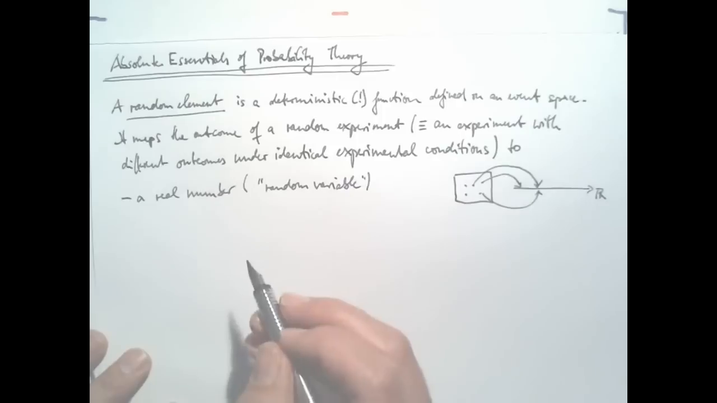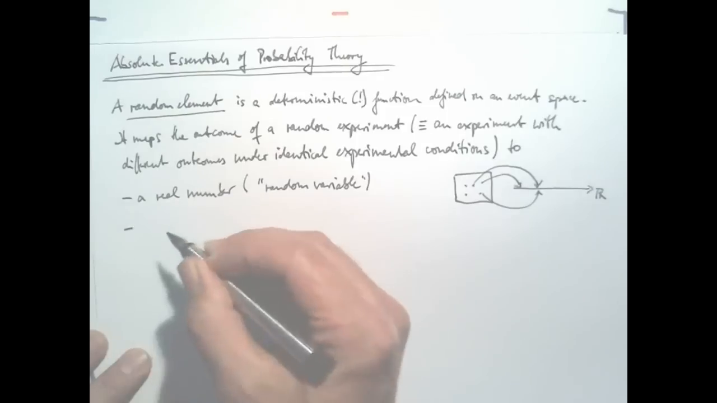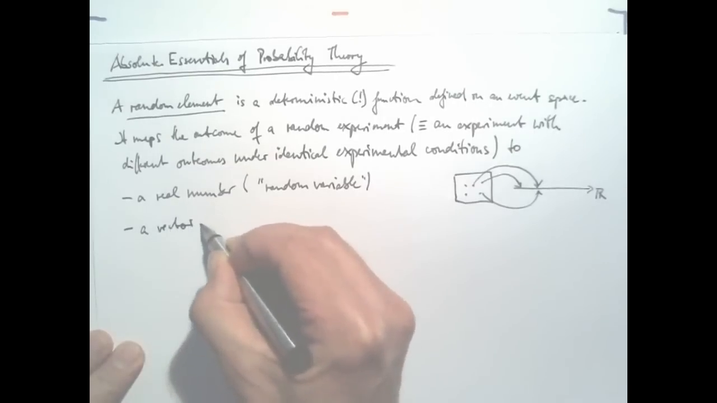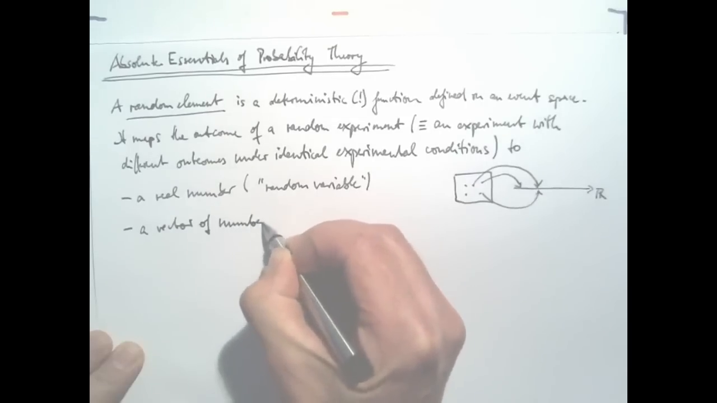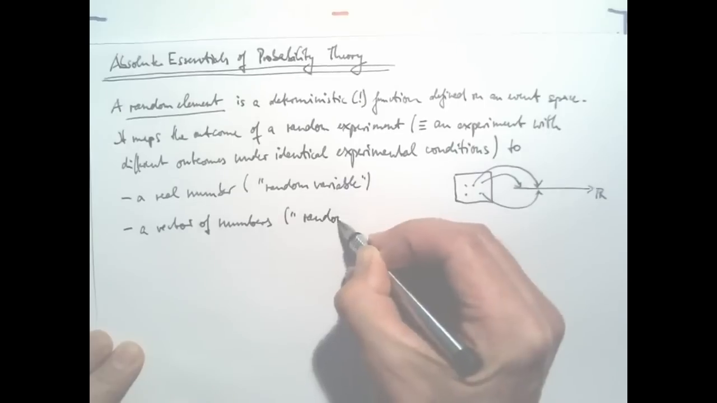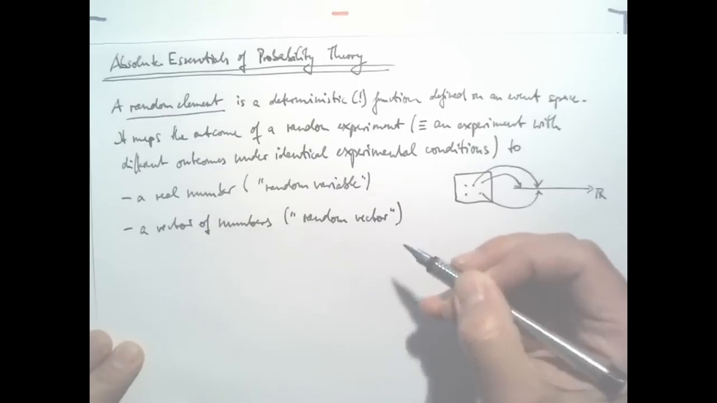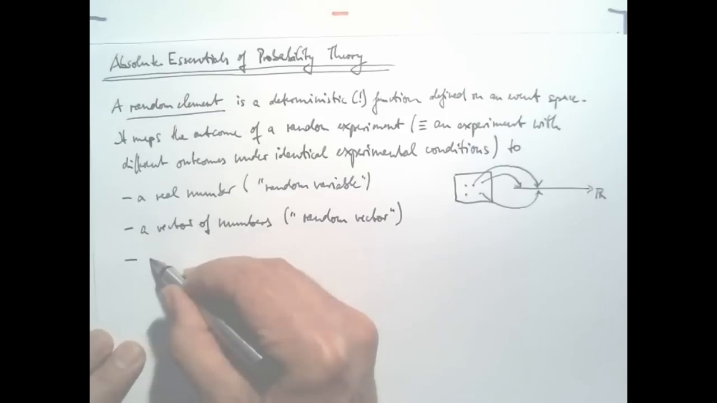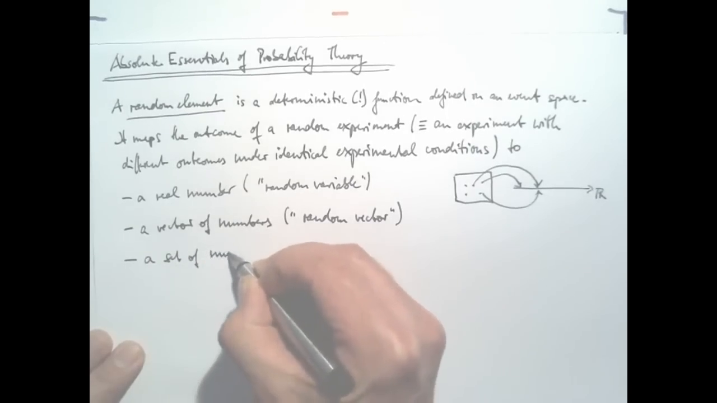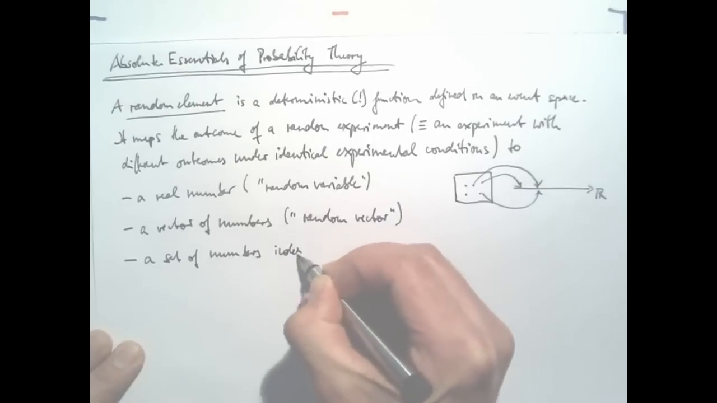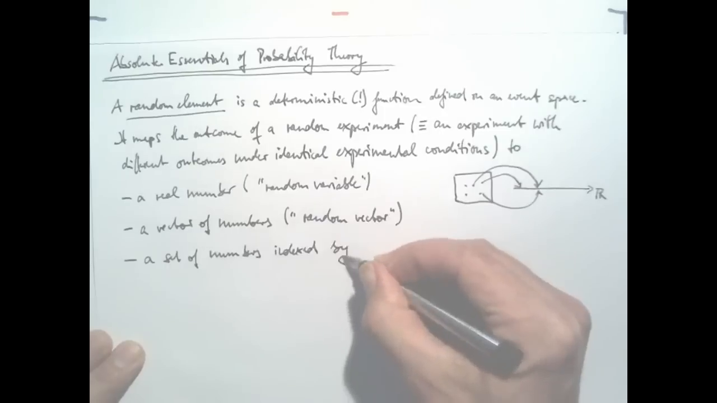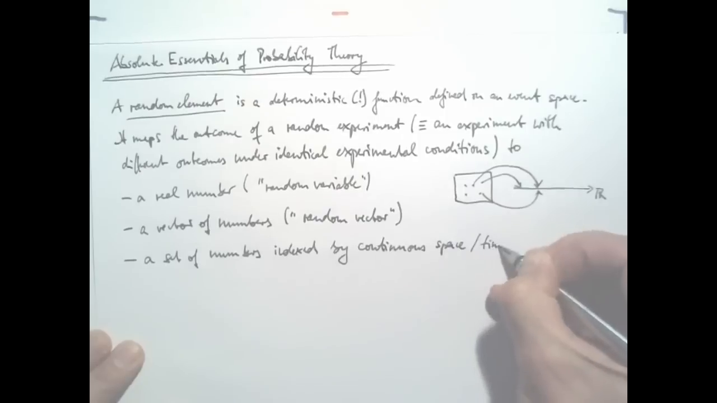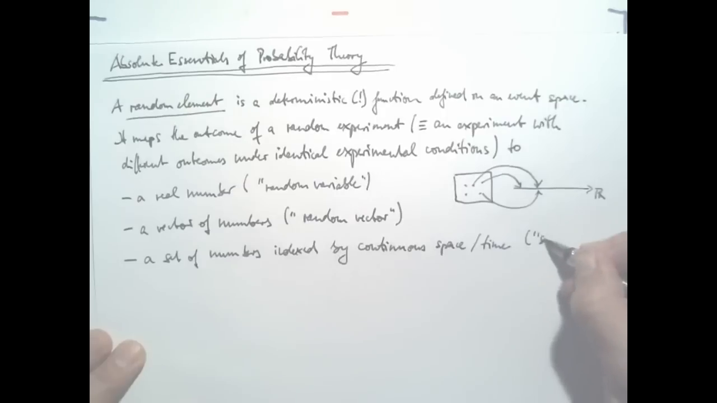So this is just a scalar number, but sometimes random experiments give not a scalar number, but a whole set or a vector of numbers. That would be a random vector. If the set of numbers is indexed by continuous space or time, this is called a stochastic process.